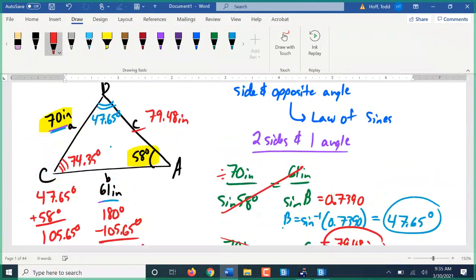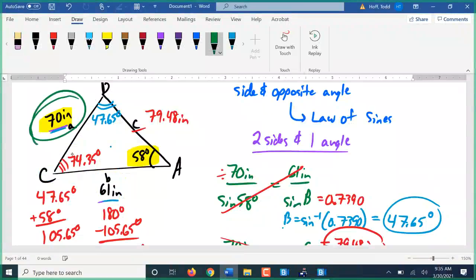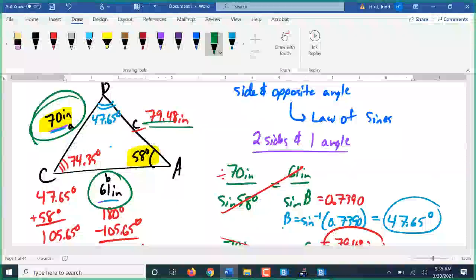Now remember, there are two checks we should always perform here. One is the obvious one: is the longest side opposite the largest angle, and that is true. And is the smallest side opposite the smallest angle? That is also true. So that's the first thing we should always check. The second thing we should always check is to make sure that the two smaller sides, in this case the 70 and the 61, add up to be larger than the longest side. 70 plus 61 is 131. That's definitely bigger than 79.48. Again, that's not guaranteeing we did it correctly. It's just helping us to avoid making some really bad mistakes.